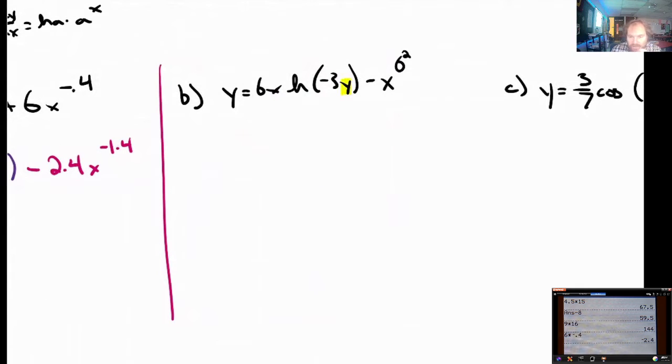Question B is going to require, first of all, that's not a typo. That's a y mixed in with our problems, which means we're going to get an implicit derivative for this question. Not only that, but this chunk of the problem here was going to require the product rule, since it is two things multiplied together.